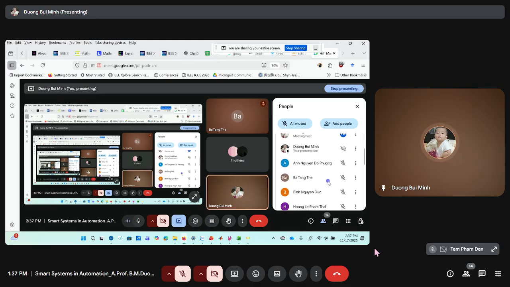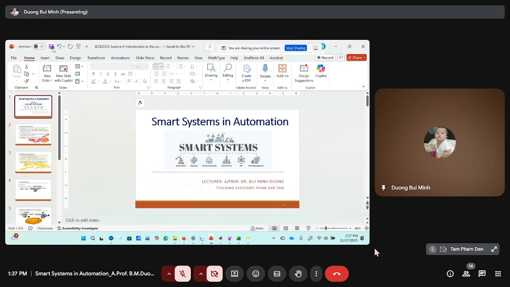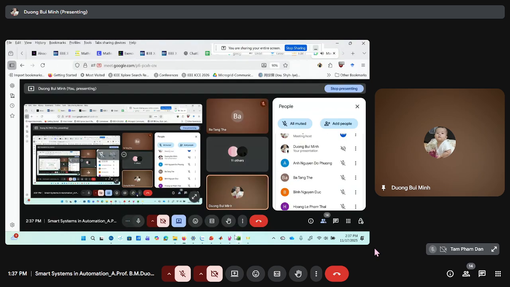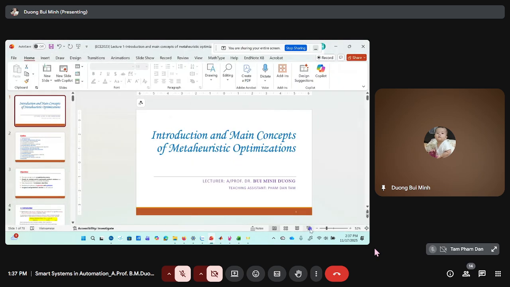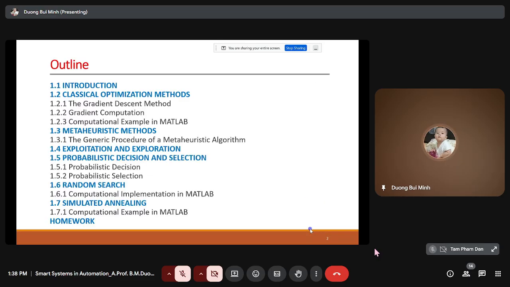Okay, so now we go to lecture one. Lecture one is an introduction and the main concept of metaheuristics optimization. I mentioned before, to apply the optimization method, you should have the objective function. So the outline of chapter one.